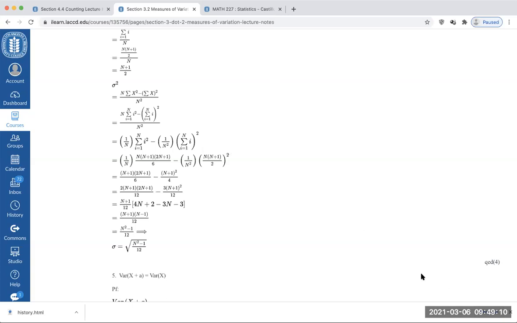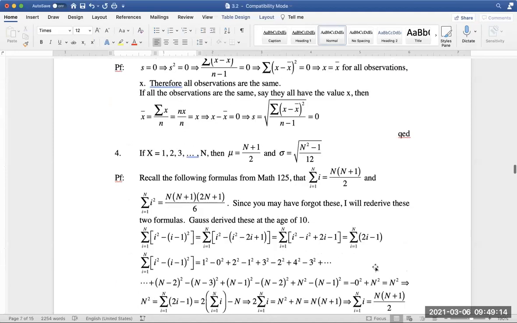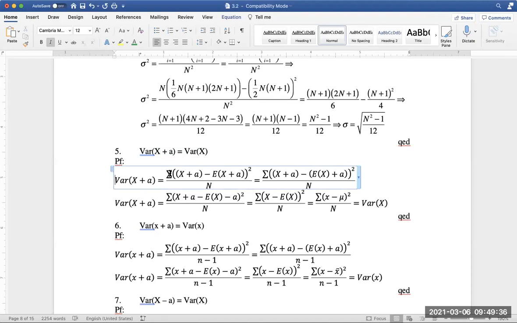Let me go back to my Word document. Okay, so the variance of x plus a is just the variance of x, where a here is a constant. So let's show that. The variance of x plus a, by definition, is the sum of x plus a minus the expected value of x plus a, quantity squared, all over n.